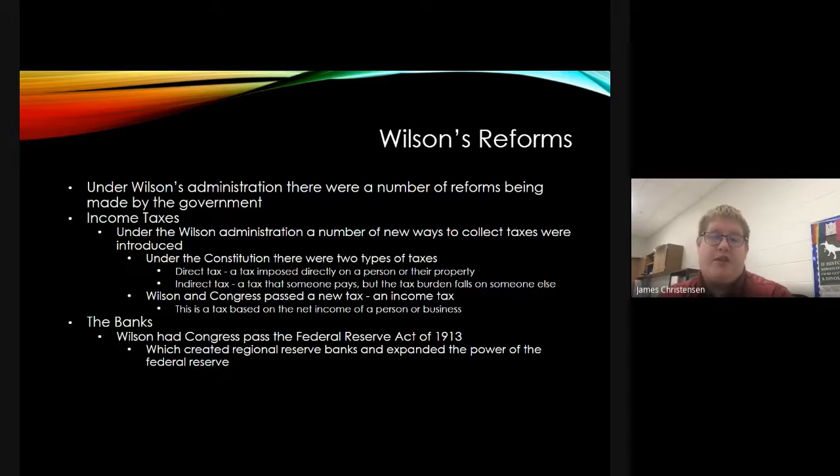This created regional reserve banks and expanded the power of the Federal Reserve. That's why today there's a branch of the Federal Reserve in Kansas City.